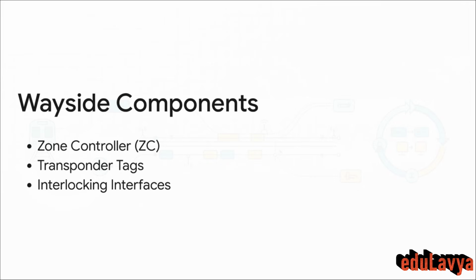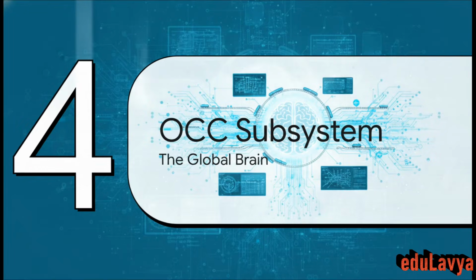Alongside the ZC, we've got those transponder tags on the tracks we just talked about, plus interfaces with the vital interlocking systems. But here's the really brilliant part: the compartmentalization. Because every zone has its own independent infrastructure, the system's reliability goes through the roof. If one zone suddenly has a hiccup, it doesn't take down the whole city's transit network. It just makes sense.